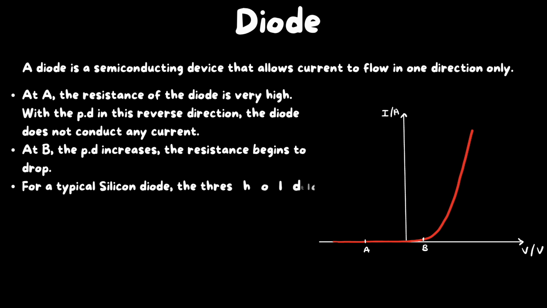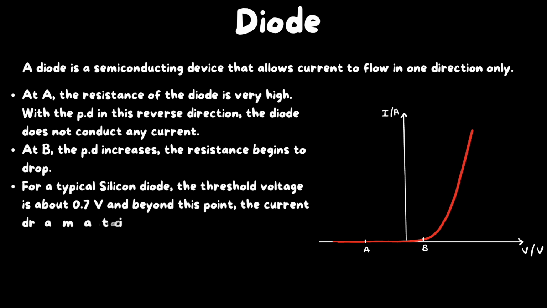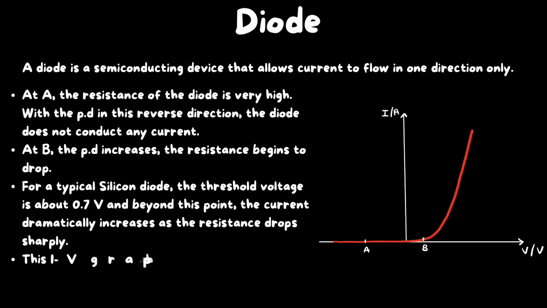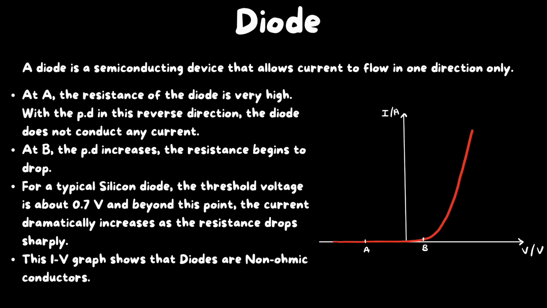However, at point B, the potential difference increases and the resistance begins to drop. For a typical silicon diode, the threshold voltage is about 0.7 volts, and beyond this point the current increases quite a bit and the resistance drops sharply. This graph typically shows that diodes are non-ohmic conductors, alright?